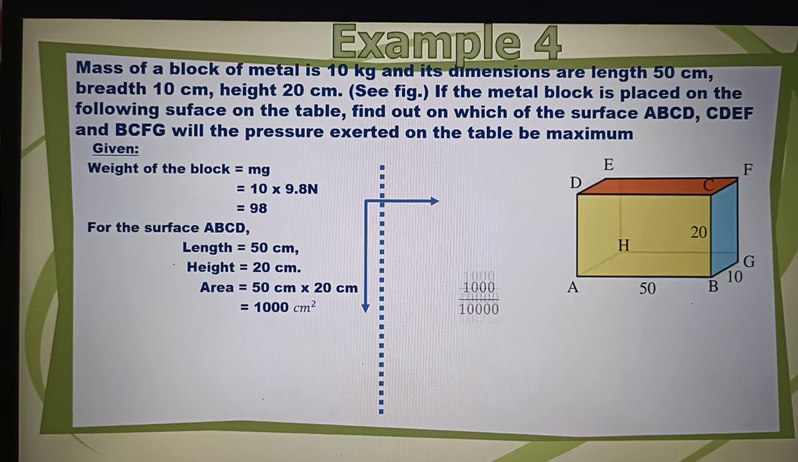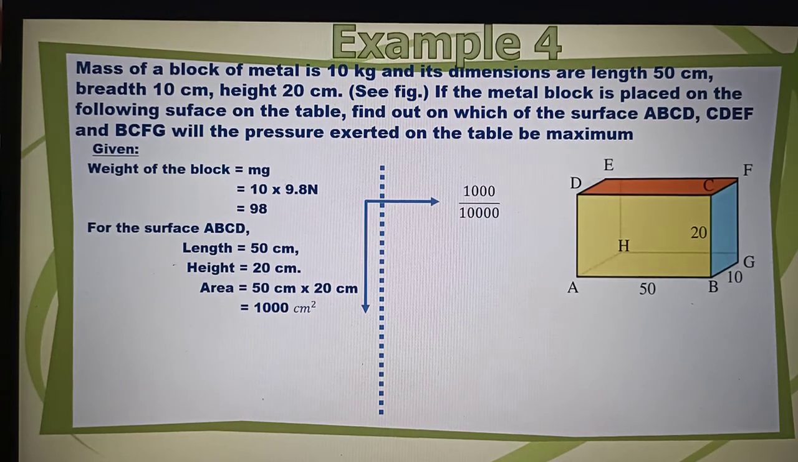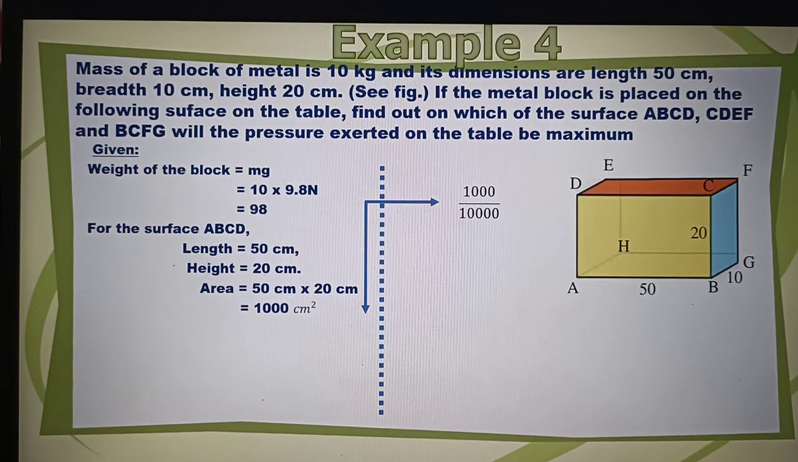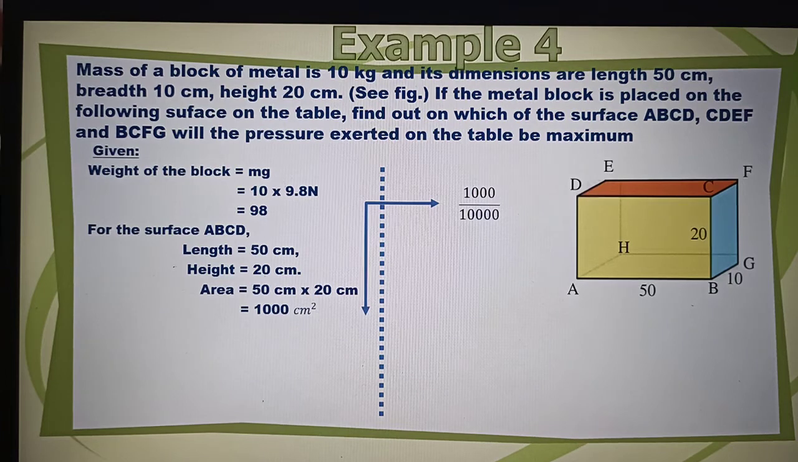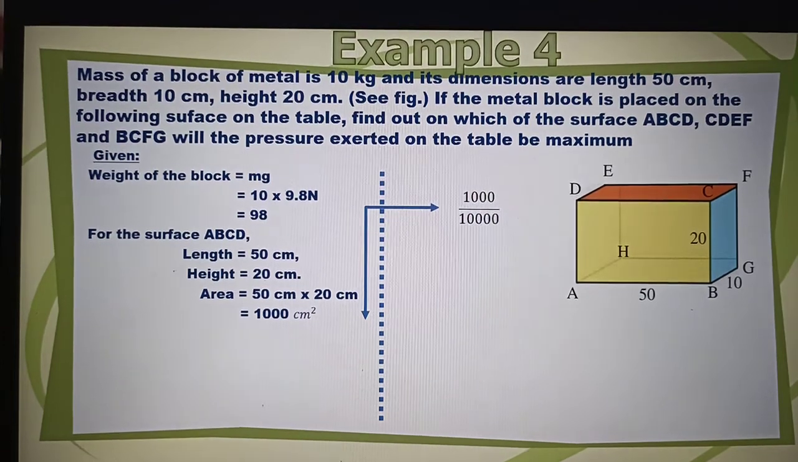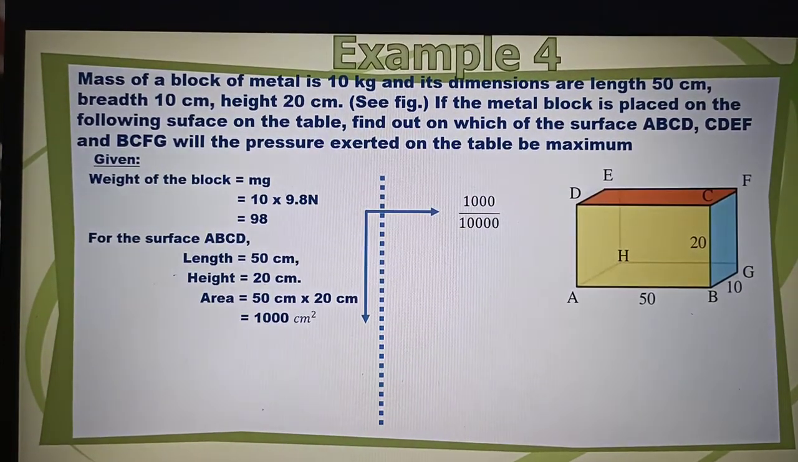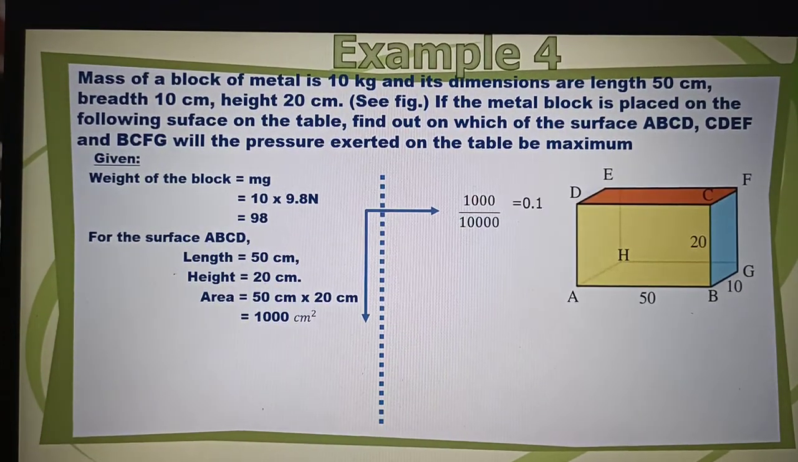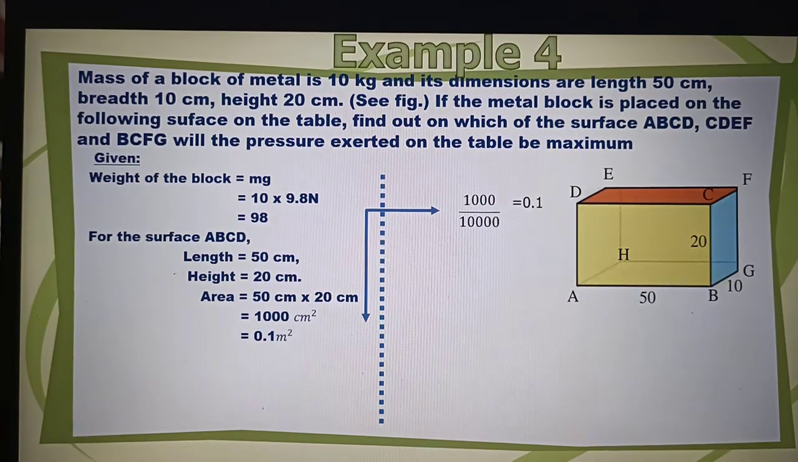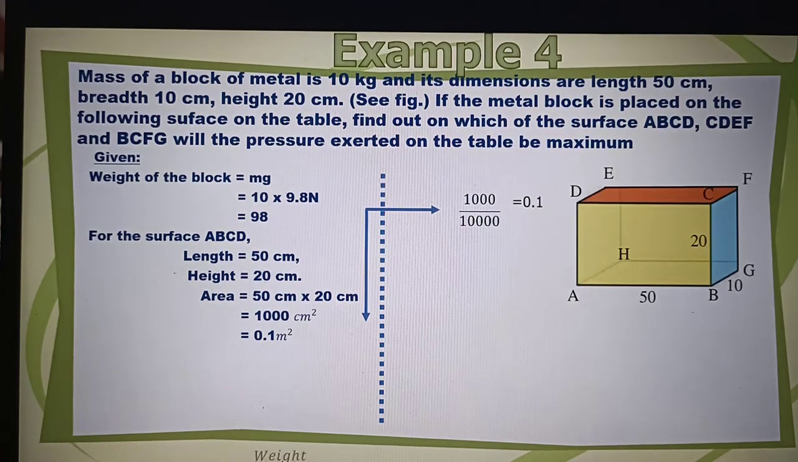Next, here centimeter square is there. So we have to convert into a meter square. So we know that 1 centimeter is equal to 1/100 meter. But here it is square. So that means we have to divide by 10,000. So 1000 upon 10,000, the answer is 0.1. So finally the answer is 0.1 meter square.